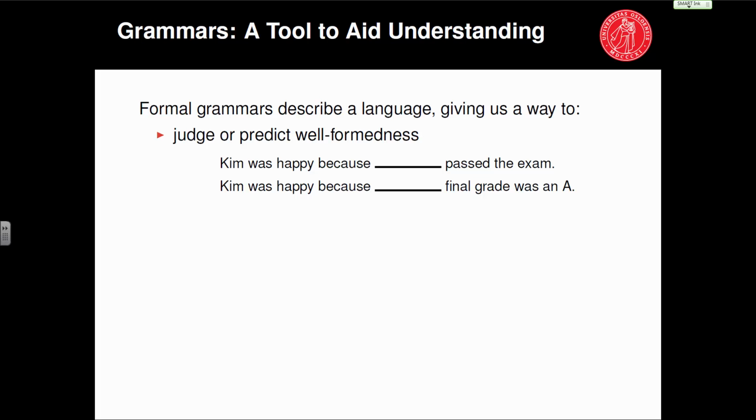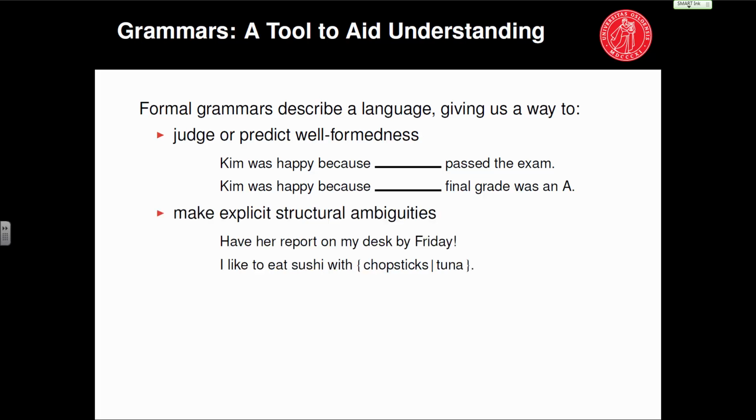So if I tell you Kim is a girl or a female student, Kim was happy because what goes into the gap? She passed the exam. Kim was happy because her final grade was an A. So the same pronoun comes in two different forms, and only one of them fits into different syntactic contexts. That's grammar. We need to know these rules.